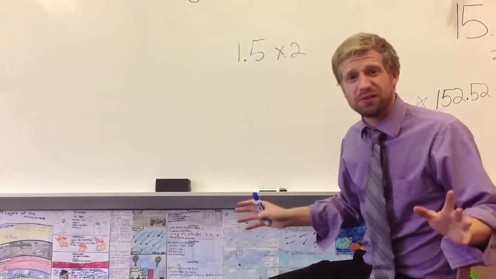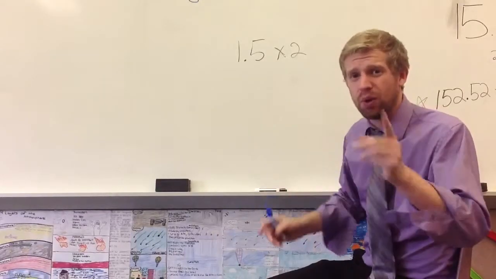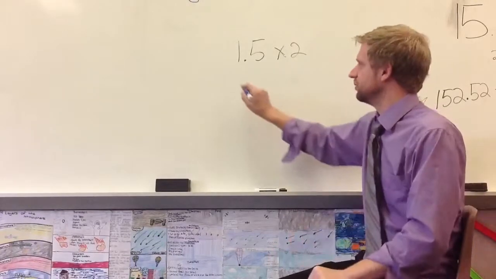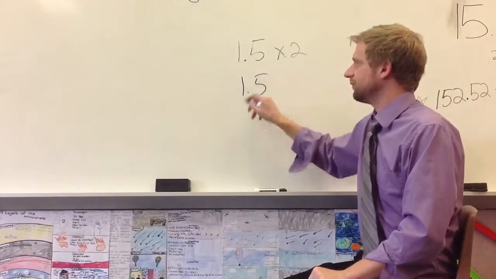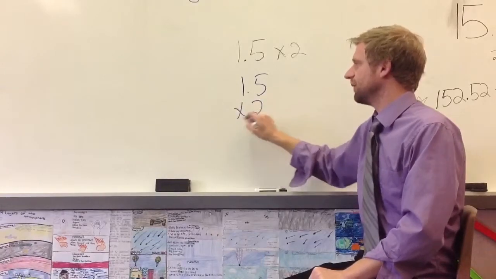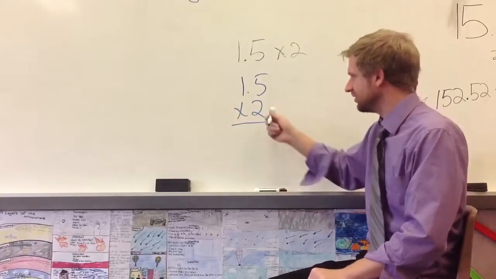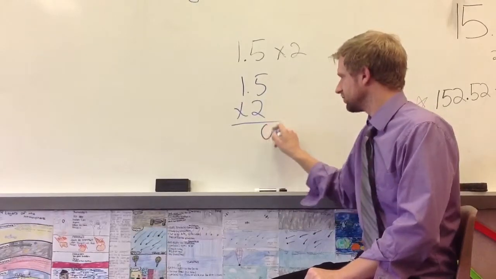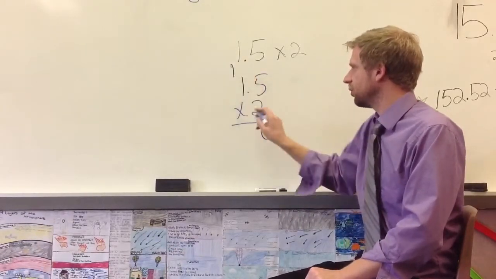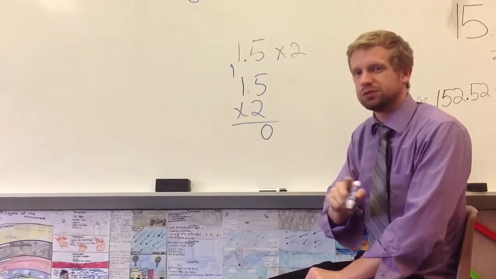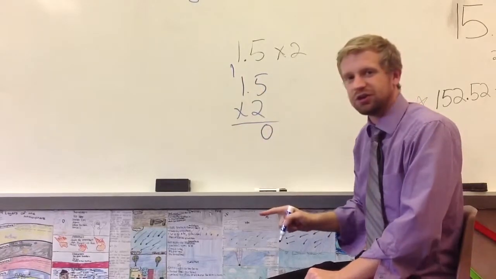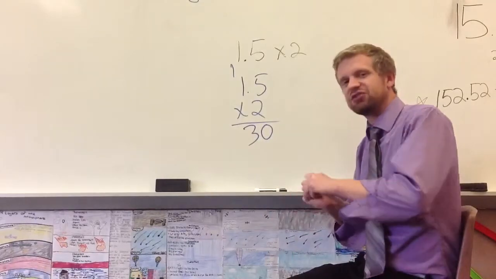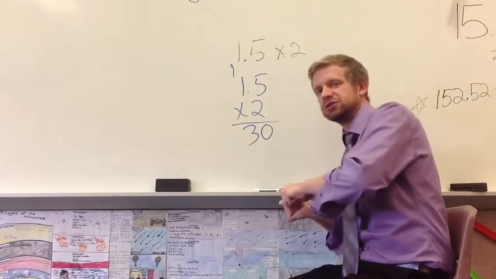Don't even worry about the decimal. So 1 5/10 times 2. I'm not worried about the decimal because I said not to. 2 times 5 is 10. Put the 0 like a regular multiplication, carry the 1. 2 times 1 is 2, plus the 1 that I carried is 3. So now I have this answer of 30, but this is not my answer.